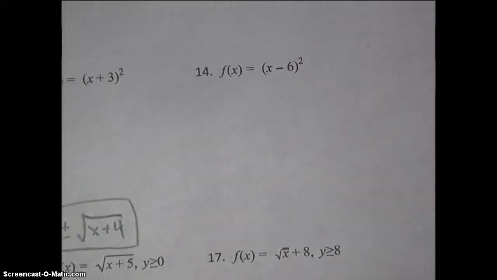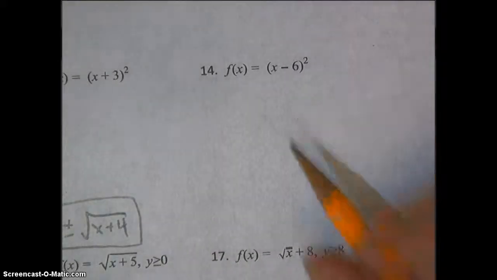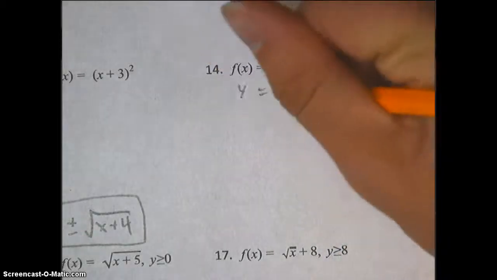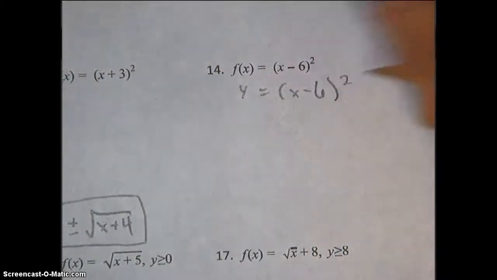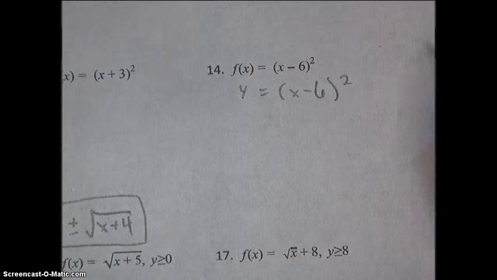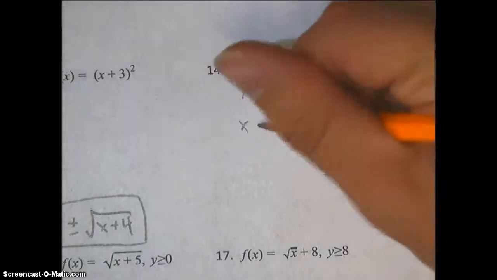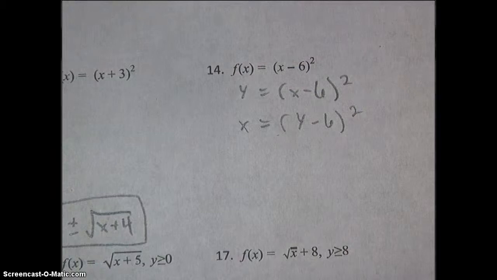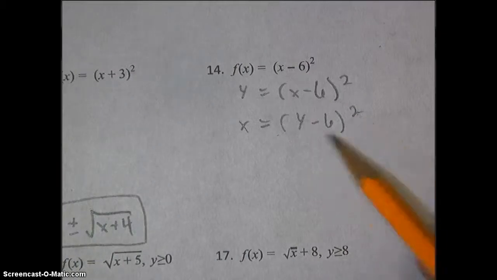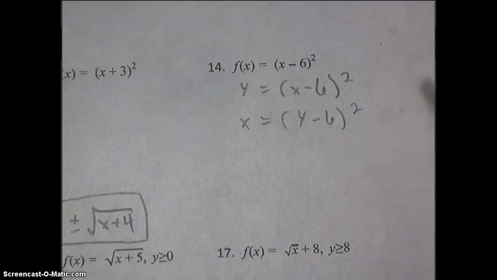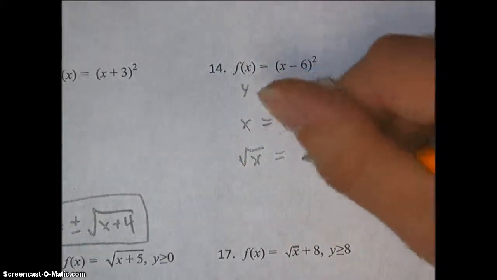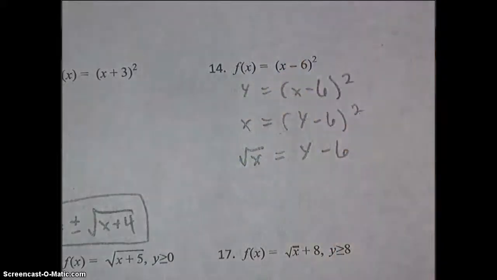Same process. Trying to find the inverse, switch the x and the y. So y equals (x minus 6) squared. Switch the x and the y. x equals (y minus 6) squared. All right. Now, since we got some parentheses here, the first thing we need to do is take the square root of both sides. Square root of x equals y minus 6.